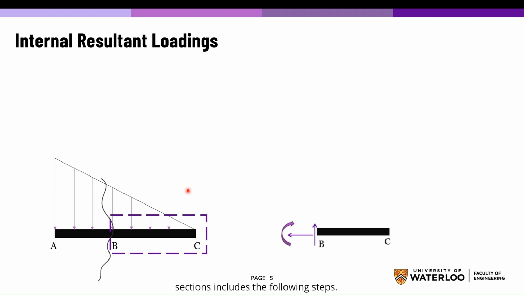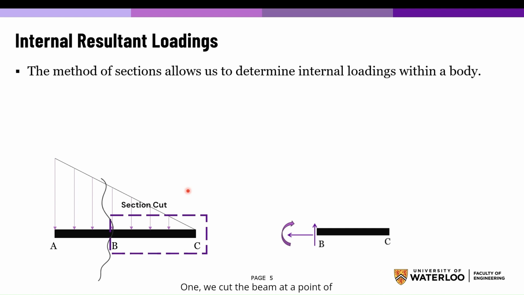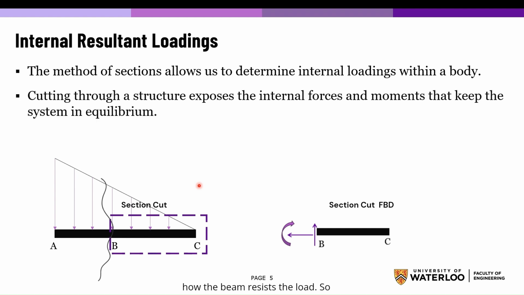Recall that the method of sections includes the following steps. 1. We cut the beam at a point of interest. 2. We analyze one half of the beam using a free body diagram. And 3rd, the forces at the cut represent how the beam resists the load. So cutting through a structure exposes the internal forces and moments that keep the system in equilibrium.